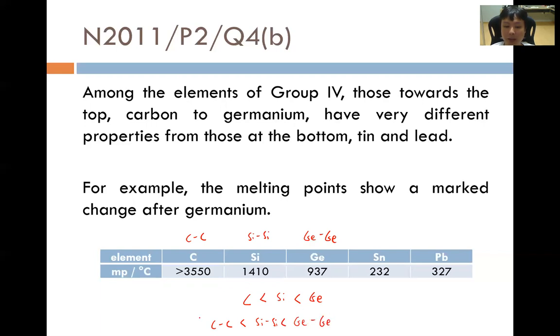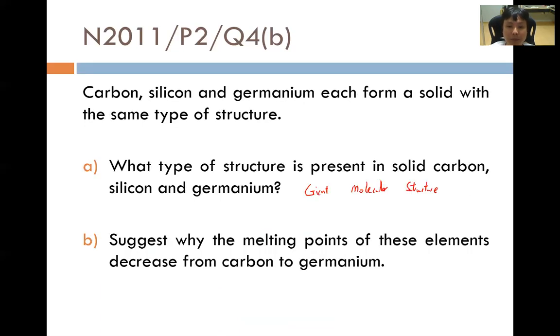And hence, the covalent bond of C-C is the strongest, followed by Si-Si, followed by Ge-Ge, and hence the melting point is also in the same order, in the sense that you need the most energy to break the strongest C-C bond, and hence it has the highest melting point. You need the smallest amount of energy to break the weakest Ge-Ge covalent bond, and hence germanium has the lowest melting point among the three. Okay, that's the answer for part B, why the melting points decrease from carbon to germanium: because the strength of the covalent bond decreases from carbon to germanium based on their bond lengths.